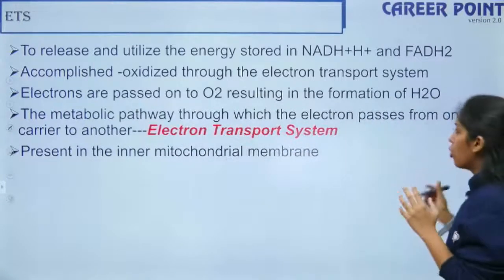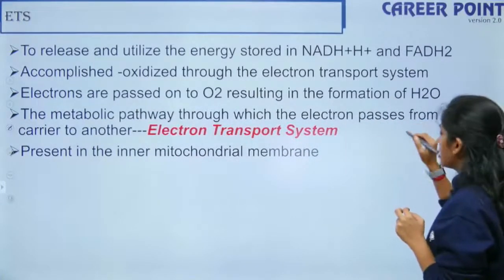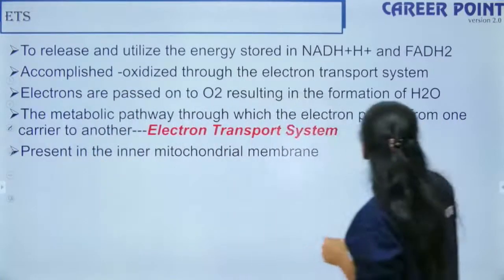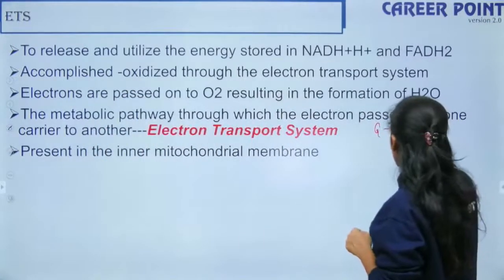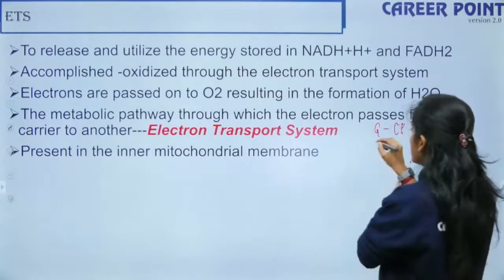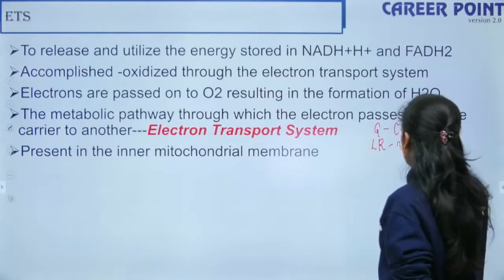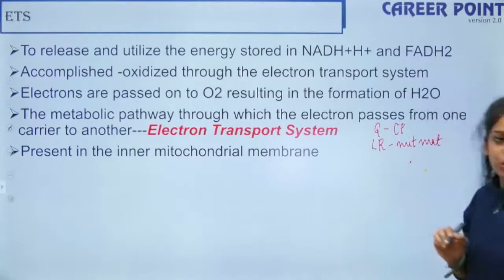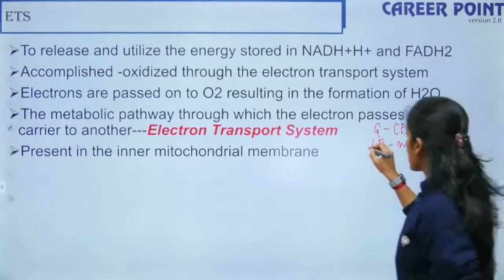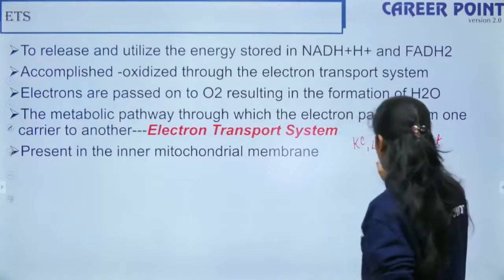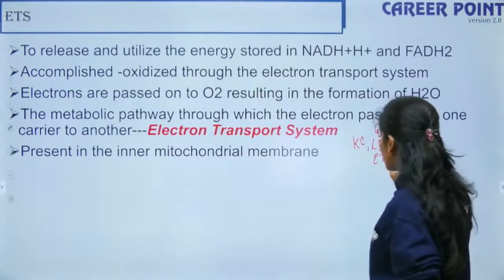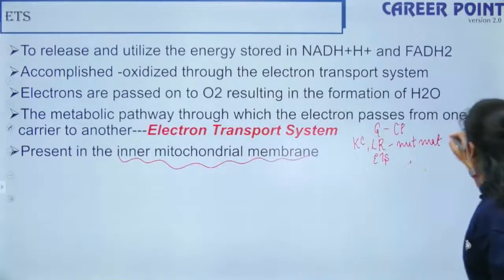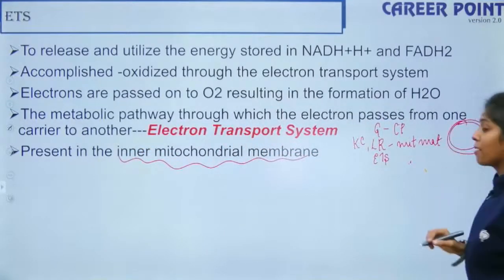So, giving you a quick recap. Glycolysis happens where? Glycolysis happens in the cytoplasm. Where does your link reaction happen? In the mitochondrial matrix, that is the cytoplasm of the mitochondria. Where does the Krebs cycle happen? In the same location. Now where is ETS happening? Inner mitochondrial membrane. So we have mitochondria as a double membrane structure.